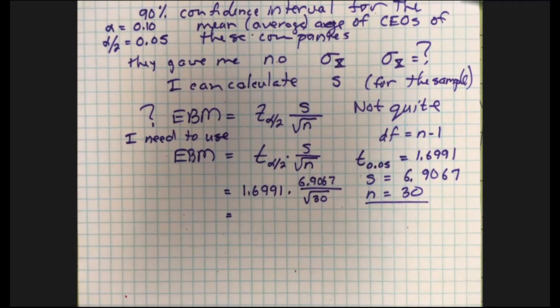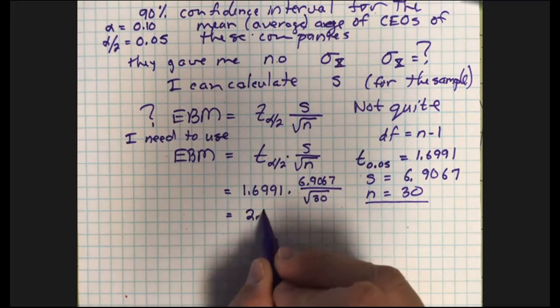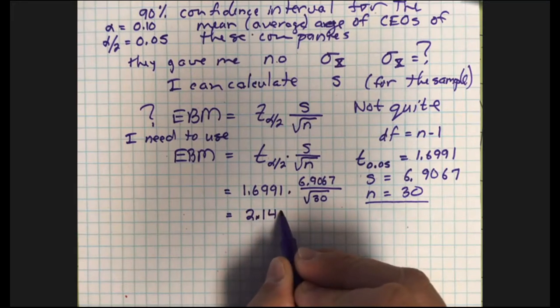1.6991. Right now I'm off screen just so I can type fast. 6.9067 divided by square root of 30. Okay, good. What do we got here? 2.1425.